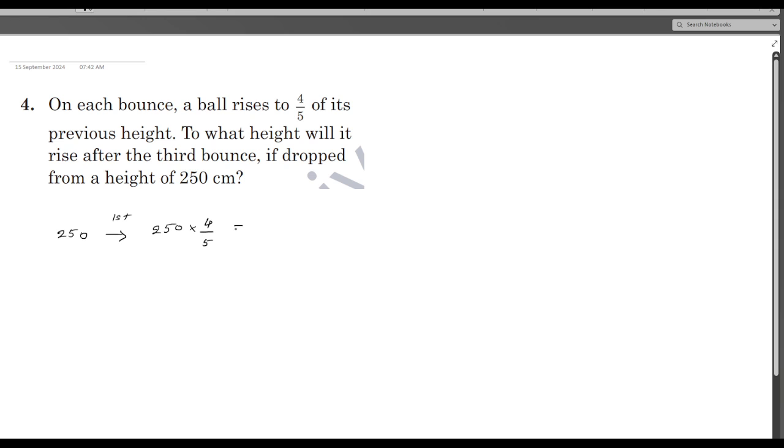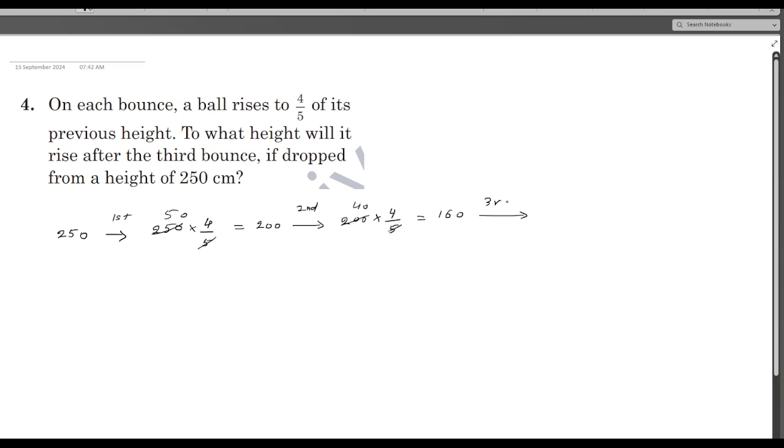That means your height will be 5 times 5, 25. 50 times 4 is 200. Now the second time, it is dropping from 200, so it will bounce to a height of 200 times 4 divided by 5, which is, 5 4s are 20, so it is 160.